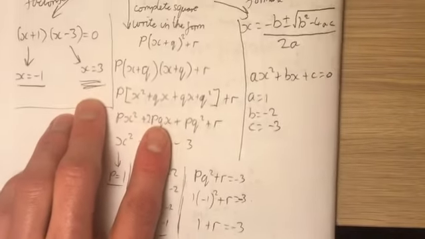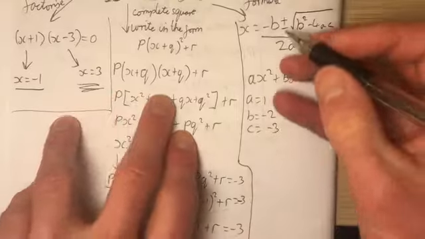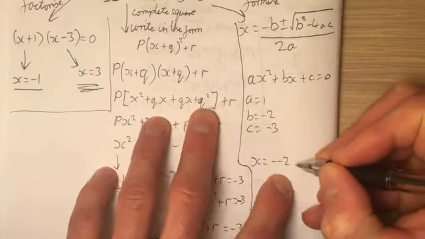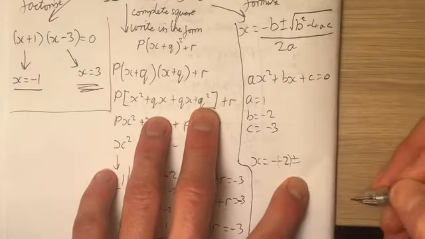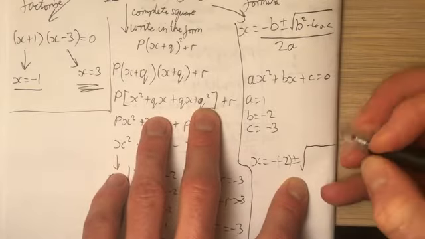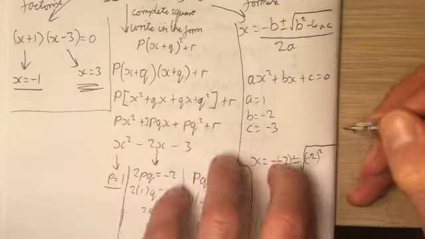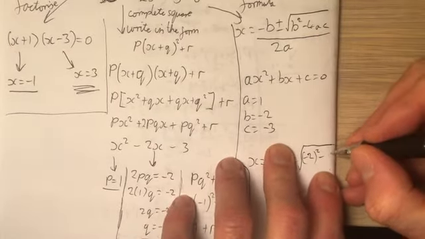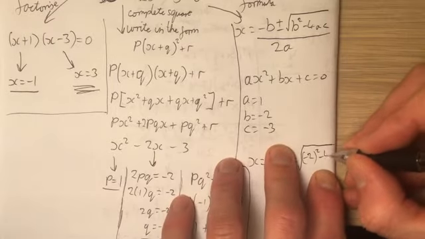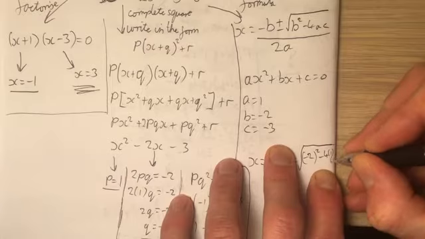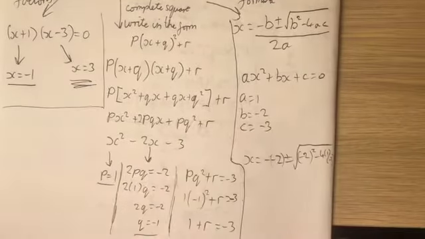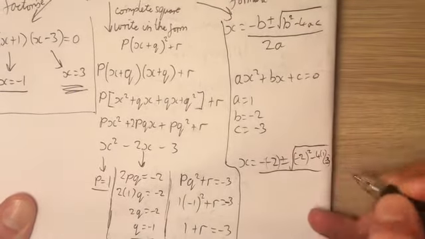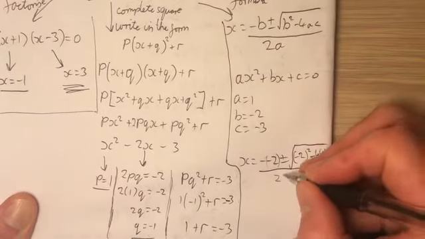Okay, so now we're good to go. We're going to put these into the formula. Negative b, so b is negative 2. So x equals negative negative 2. Stick it in the bracket to make it easier. Plus or minus the square root of negative 2 squared minus 4 times 1 times negative 3. So that's going to get a bit squidged, isn't it? Okay, sorry, you can't quite see that there. So 4 times 1 times negative 3, all over 2 times a, which is 2 times 1.